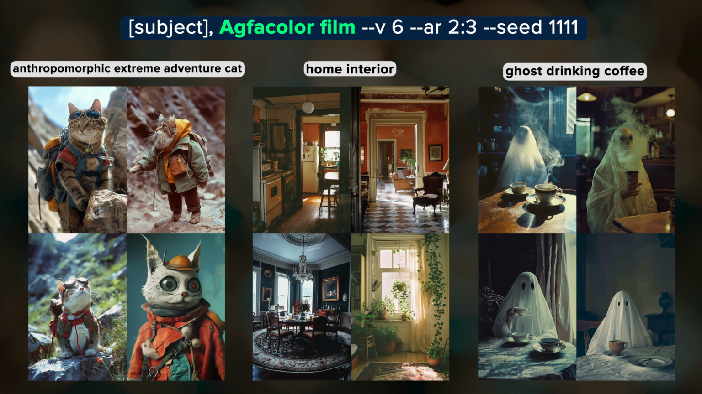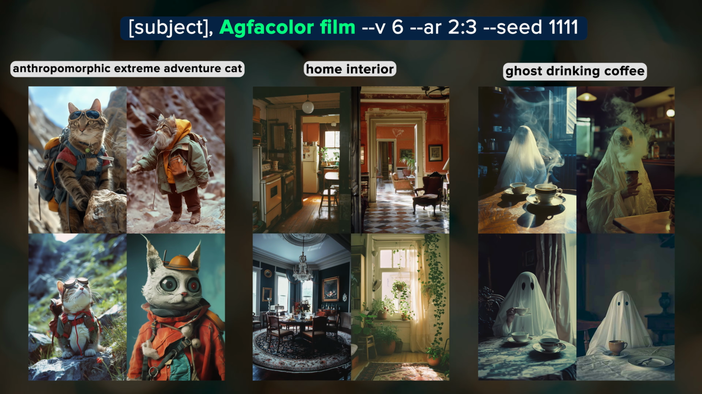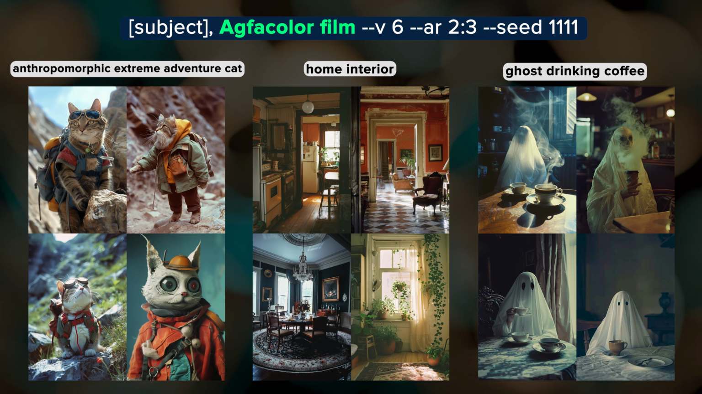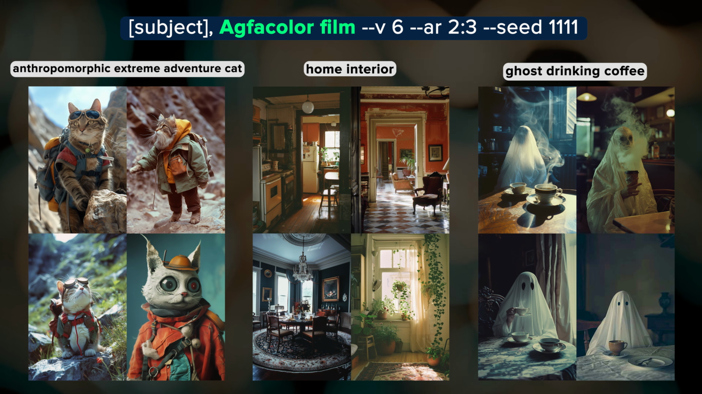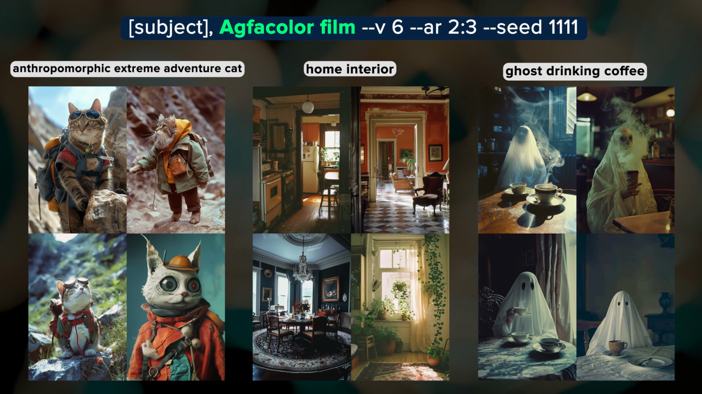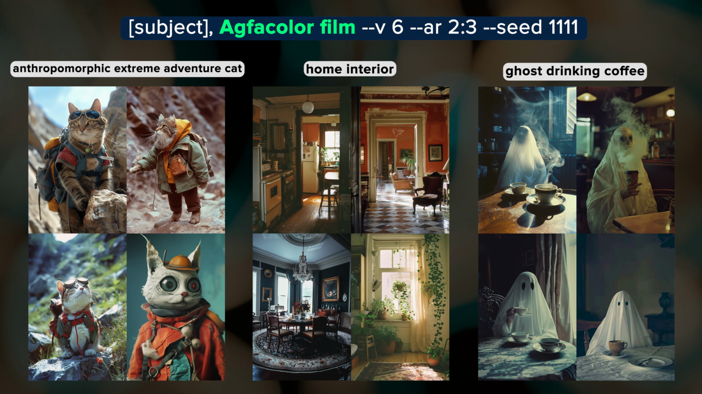I don't know what is going on with the cat in the lower right, but they are all anthropomorphic, which is great. The home interior images mostly have warm tones with classic vintage decor, and our ghost images look pretty similar to the ones that we got with Kodak Portra 400.